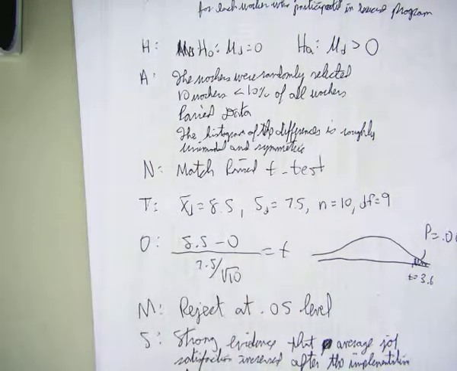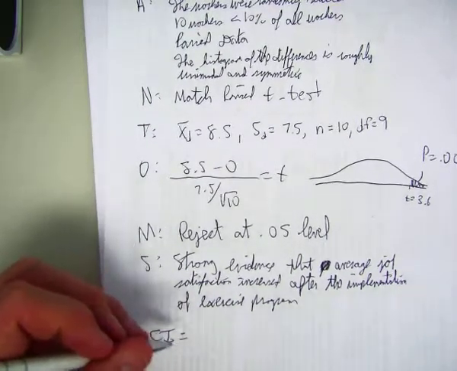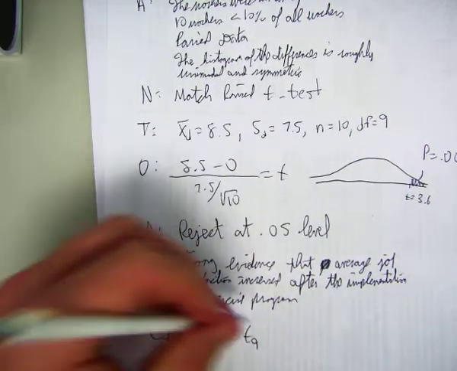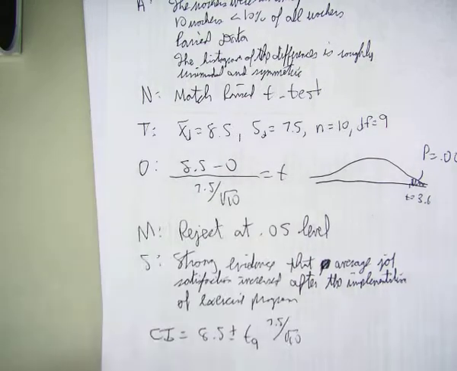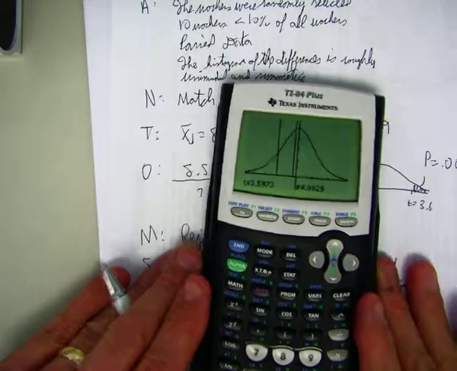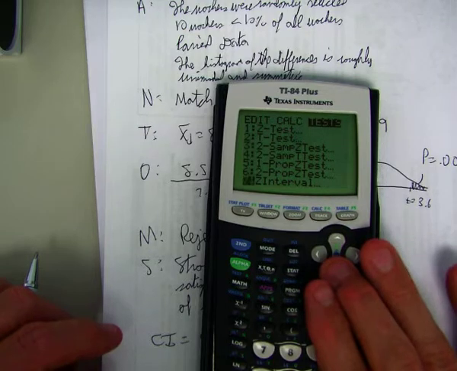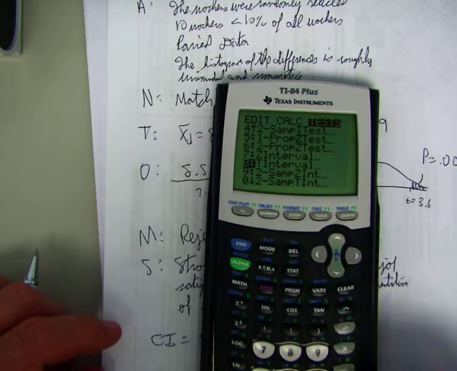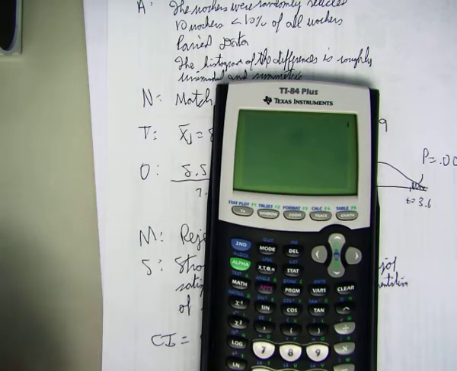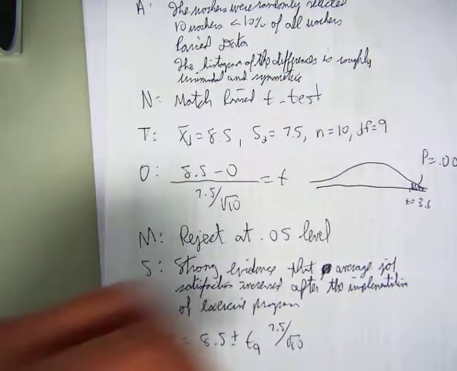Okay, and then when I reject a null, I like to do a little confidence interval just to see how much it did go up. So I'm going to do x bar plus or minus t with 9 degrees of freedom, s over the square root of 10. So we did a one-tailed test, so that's a 90% interval. So let's go to t interval and data L3. Let's calculate that. So we get like 4.2 to 12.8, okay? 4.2 to 12.8.